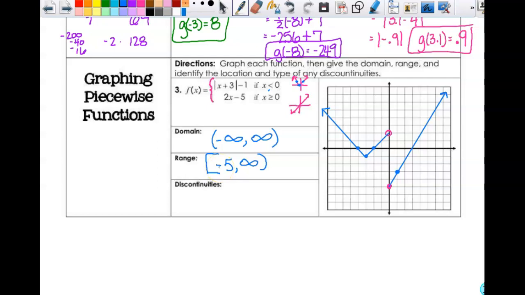Okay. My discontinuities, right? There's no asymptote, so there's no infinite discontinuity. And this isn't considered a hole or removable. This is a jump discontinuity. So I have a jump discontinuity at x equals 0. Okay, there's your first piecewise.